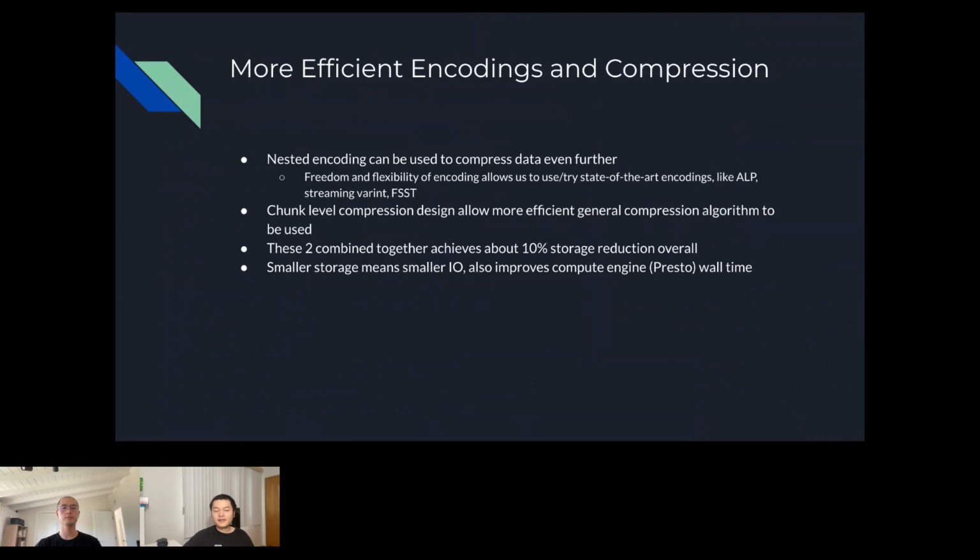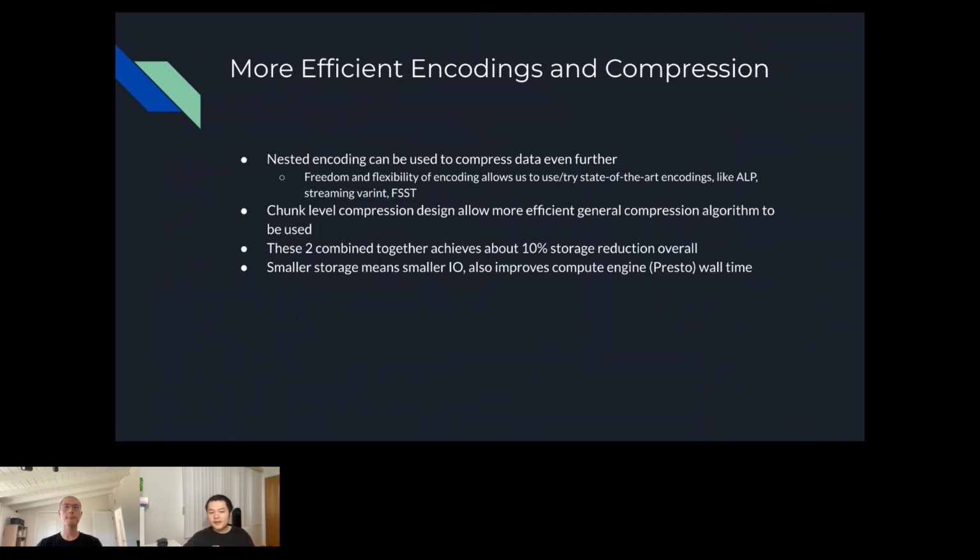And we can try different new algorithms like ALP, streaming variant, and FSST, doing all these experiments. These are also pluggable, so you can try them. If it's not useful, then just ditch it. At the end of the day, if you find something useful, then you can keep it. Otherwise, just try it. This can lower the cost of experiments and push the compression ratio further toward the limit.